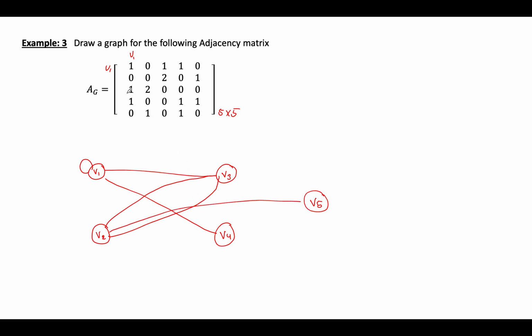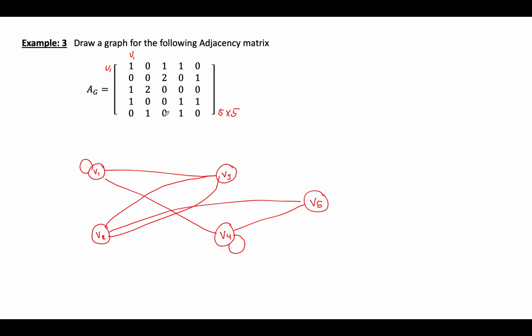All right. V3 and V1 is 1, which is what we have here. V3 and V2 is 2, we've already drawn that. V3 and V3 is 0, and 0 and 0. V4 and V1 is already there. V4 and V2, no connection. V4 and V3, no connection. V4 and V4, there is 1. V4 and V5, there is also 1. Then we have V5 and V1 is 0. V5 and V2 is 1.